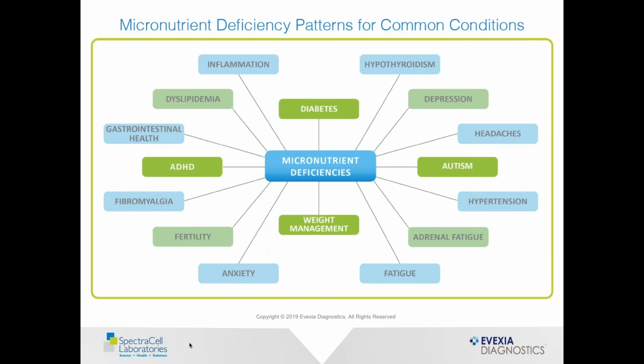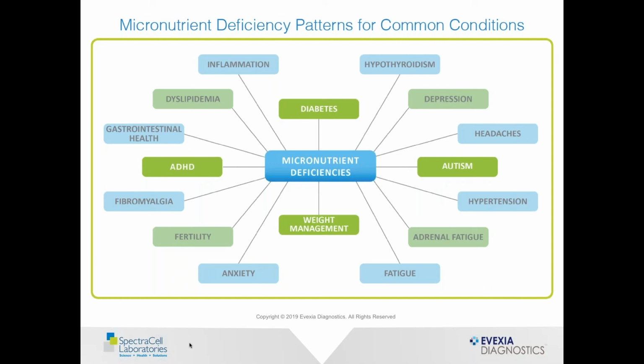Now this slide, definitely download these slides. Please do that, because this is just packed with information on looking at an analysis of certain conditions, on how the micronutrient deficiency patterns are common for these conditions. And I have them outlined for you. So essentially all of these conditions, inflammation, hypothyroidism, depression, headaches, autism, have been outlined.